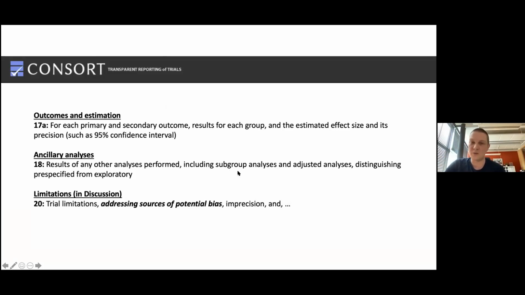You should include subgroup analyses, adjusted analyses. But addressing sources of potential bias ends up in the discussion. So it's something that you need to address in your limitations. It's something you need to mention as a limitation of your study.